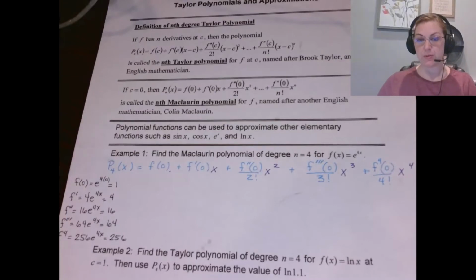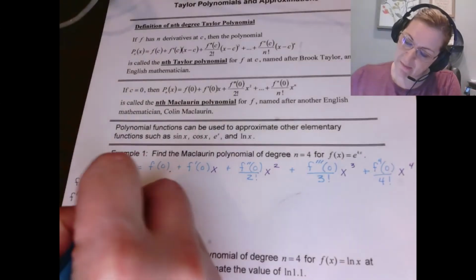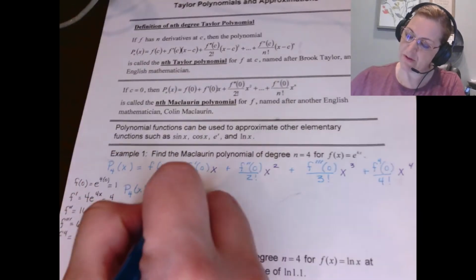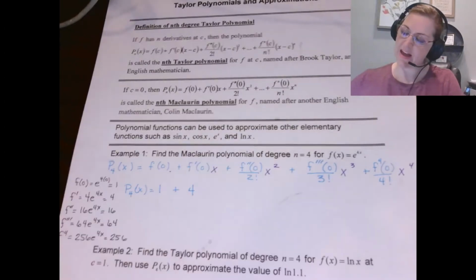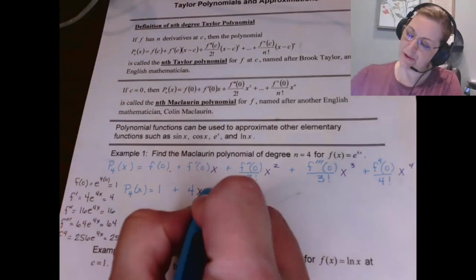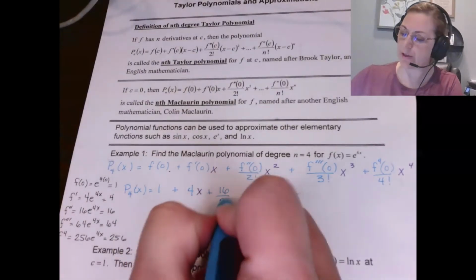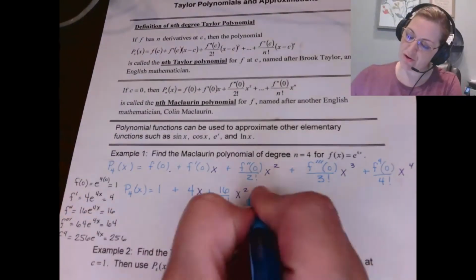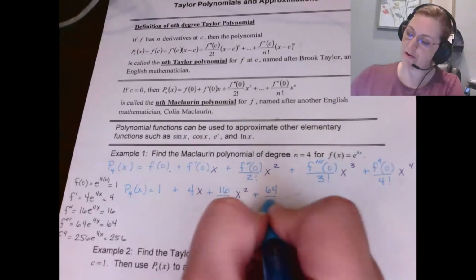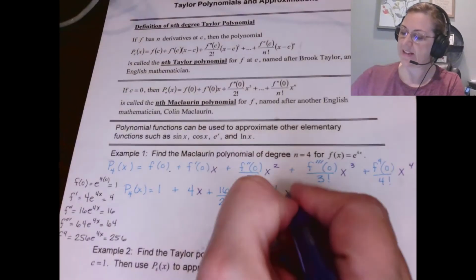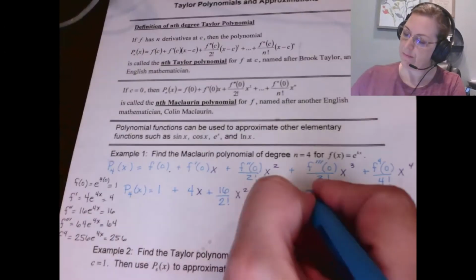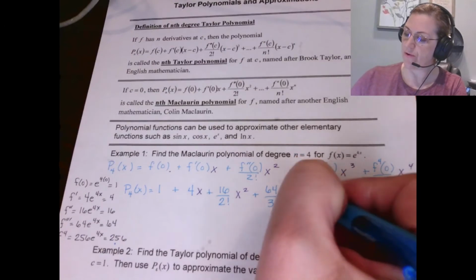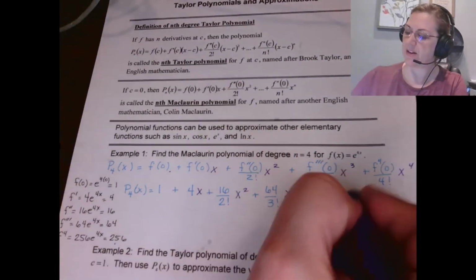Now let's put these values in. So now my Maclaurin polynomial would be 1 plus 4x plus 16 over 2 factorial. I'll deal with the factorials simplifying here in just a second. Then plus third derivative, which is 64 over 3 factorial, x to the third, plus fourth derivative, which is 256 over 4 factorial, and then we would have times x to the 4th.